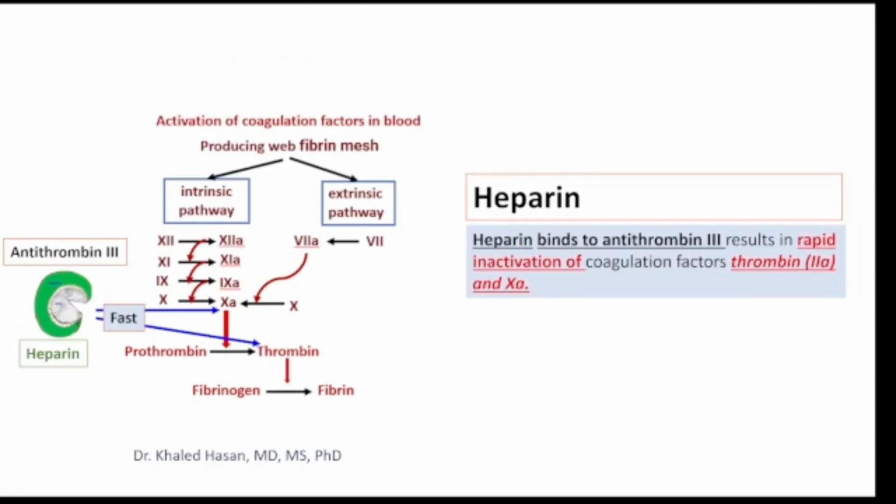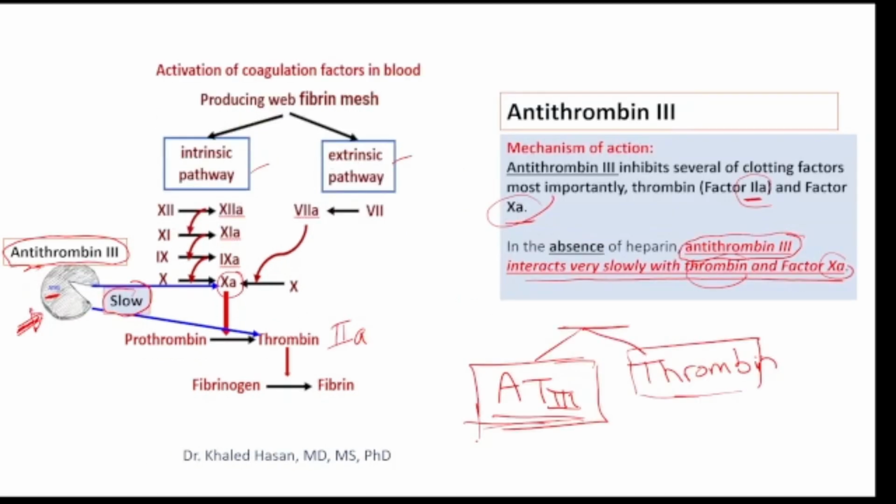Okay, moving to the next. The first medication considered as an anticoagulant will be heparin. Heparin binds to the antithrombin 3, and results in rapid inactivation of coagulation factor 2A and 10A. I will go back to remind you what happened there. In the normal process, antithrombin 3 works slowly. You can see it here, it works slowly to inactivate factor 10A and 2A.